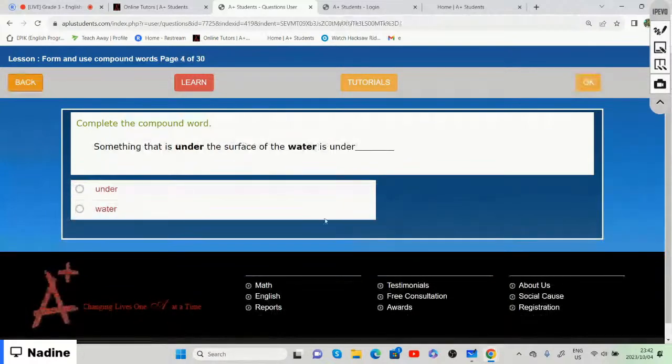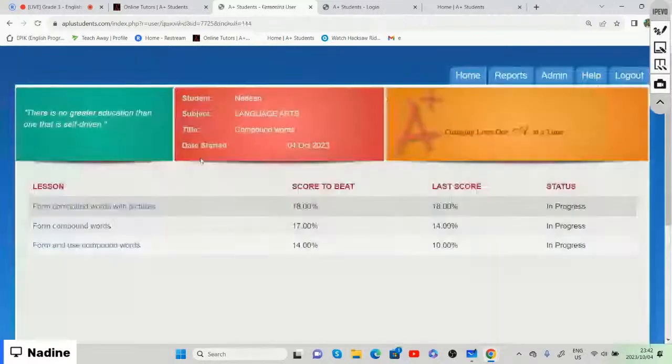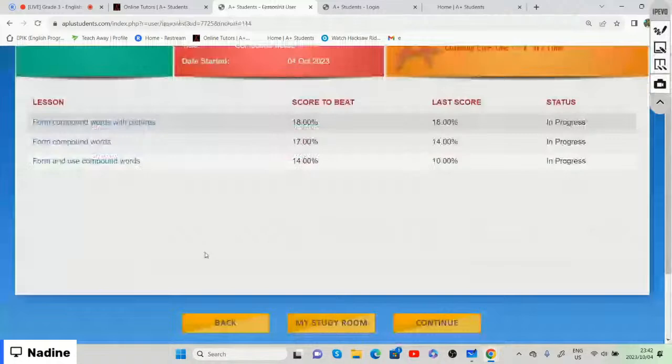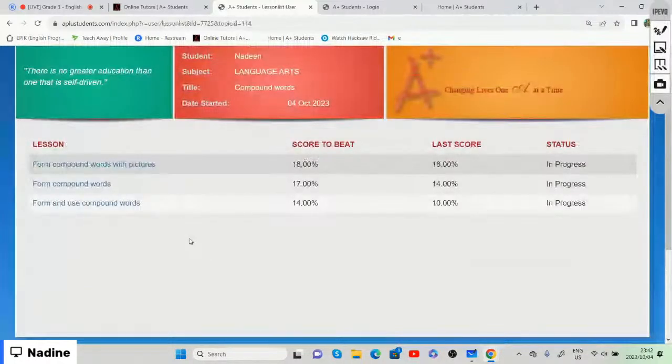So that was us now completing the compound words, right? And remember we said compound words are basically made up of two smaller words. And sometimes if you don't know the meaning of a compound word, you can just look at the two smaller words, right? You can say, okay, maybe under means this, water means this, and if we put those two words together, it means underwater, for example. So it is two smaller words that we put together to get the compound word.